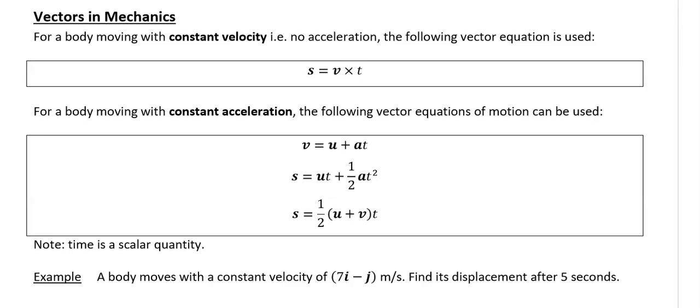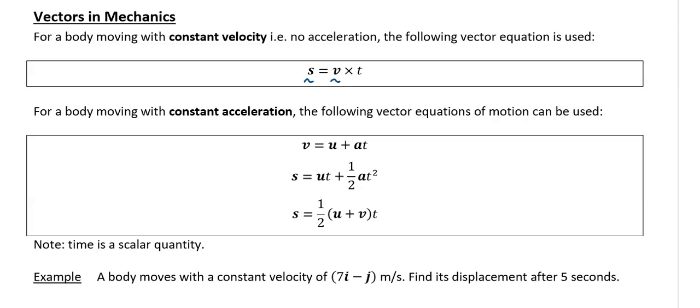In this video we're going to look at how we use vectors in mechanics. For a body moving with constant velocity, the following vector equation is used: displacement is equal to velocity times time. Displacement and velocity are both vectors, whereas time is just a scalar, so that's just a number basically.